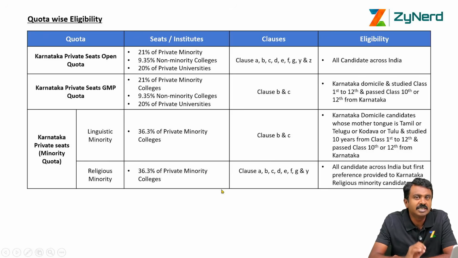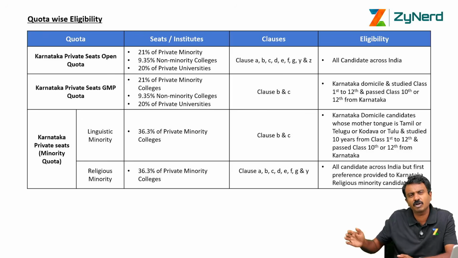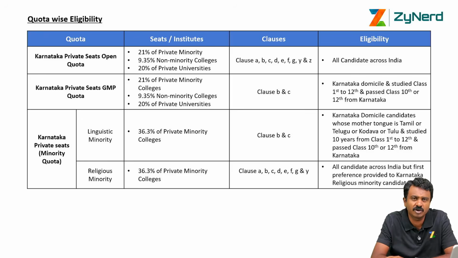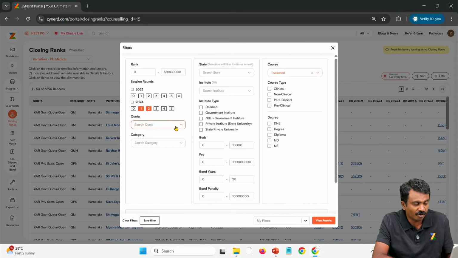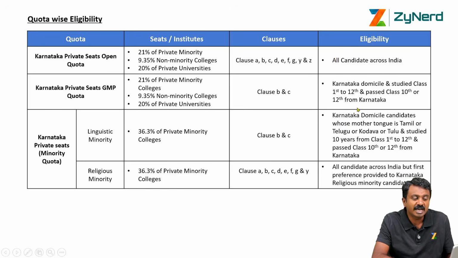Religious minority, there is a provision for all candidates across India to be eligible for religious minority, which is Muslim minority and Christian minority. But Karnataka candidates, whoever falls under this clause, will be considered first priority if they are Muslim minority or Christian minority. After all of them are allotted, the rest of them are allotted separately. So this is another thing that you will have to look at. So based on these, I will select the quotas that I am eligible for. Let us say I belong to clause B. What all will I be eligible for?